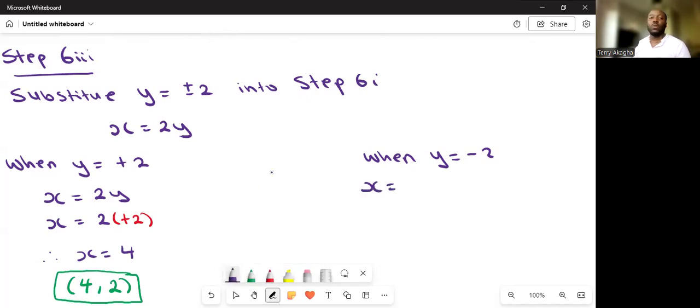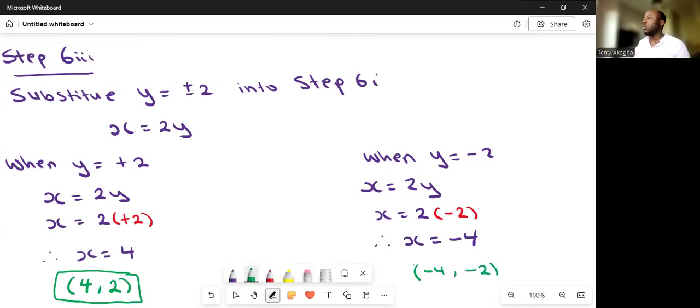Now we do the same thing when y is minus 2. So x will be equal to 2y, but in this case y is going to be equal to minus 2. So therefore, 2 times minus 2, x is going to be equal to minus 4. So in this case, when x is equal to minus 4, y will be equal to minus 2.